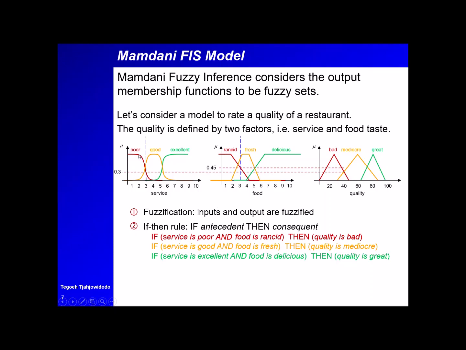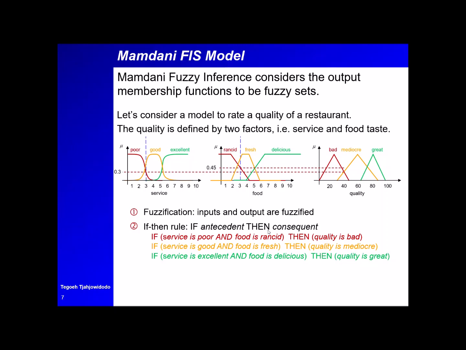So if I look at this, the poor surface is 30%. The rancid food taste is 45%. If I take AND logic between 30% and 45%, what will happen? AND means both of them have to have the same value, right? That's how AND logic works, isn't it? 0 and 1 is 0, 1 and 0 is 0, 0 and 0 is 0. Only 1 and 1 will give an output of 1.